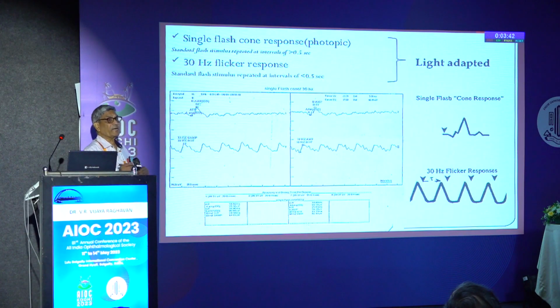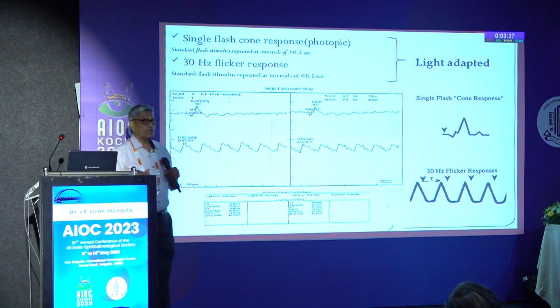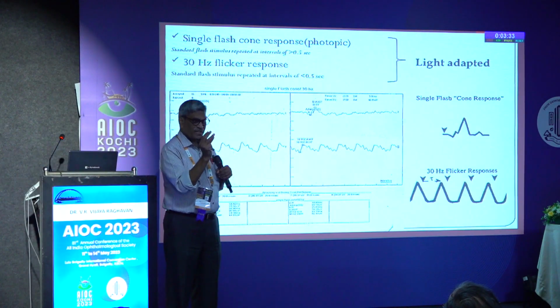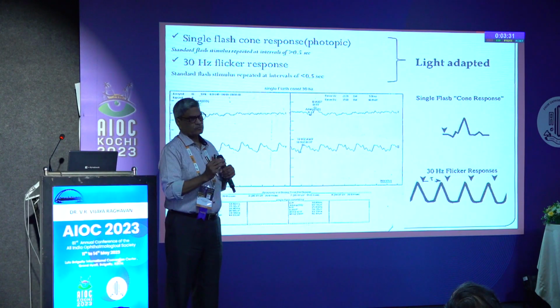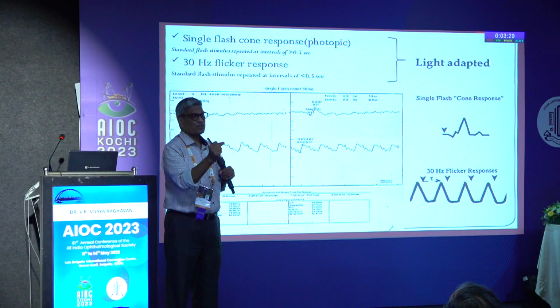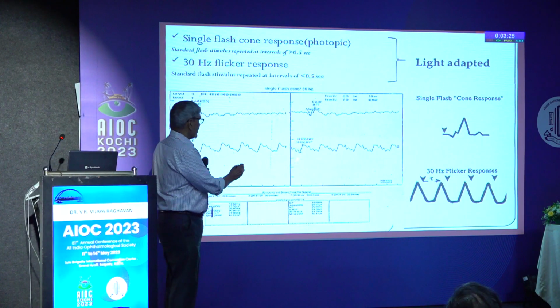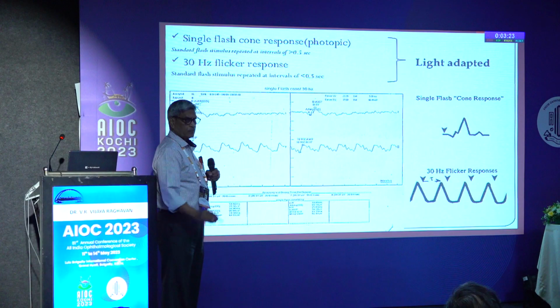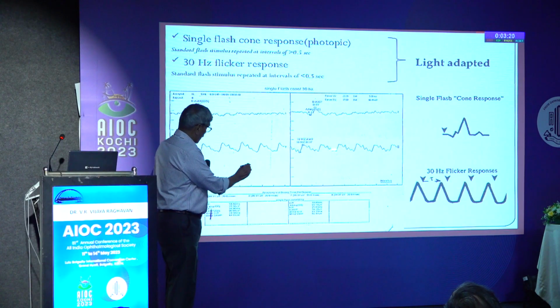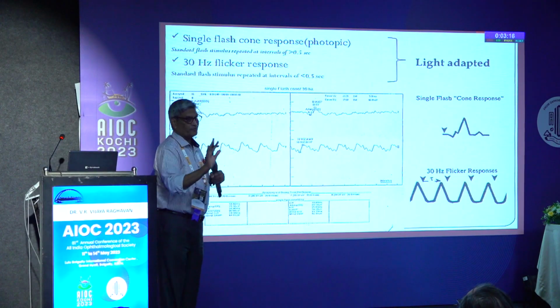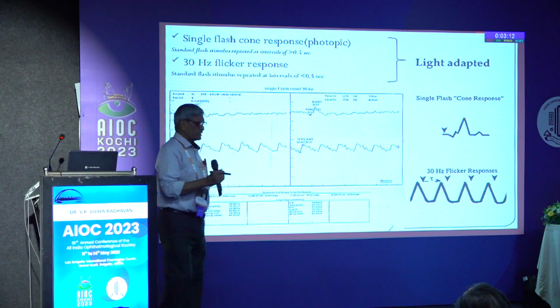That is called 30 hertz, a flickering light of 30 hertz, which means 30 oscillations per second, instead of a single flash. Understand now? This is called the typical cone response. If this is absent while the rod response is there, that means cone dystrophy. You understood now? Like that you can easily tell. I'll show you some of the things.